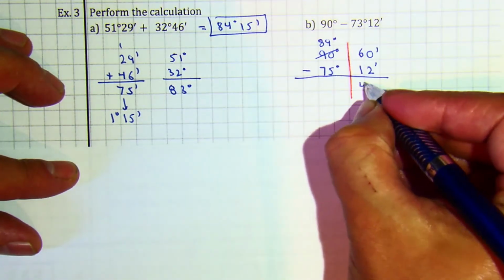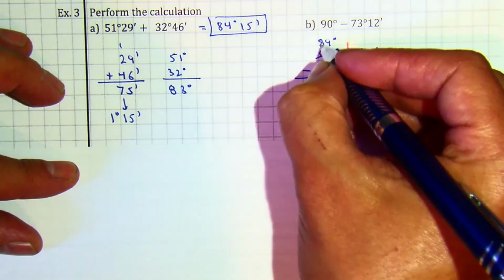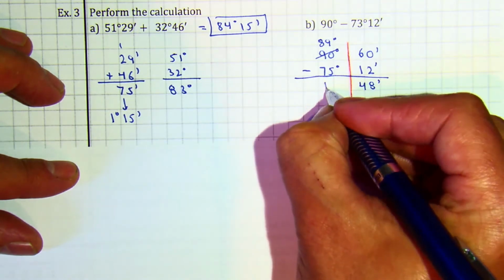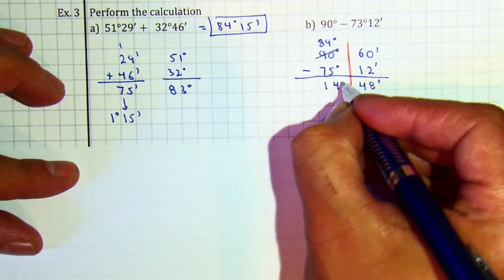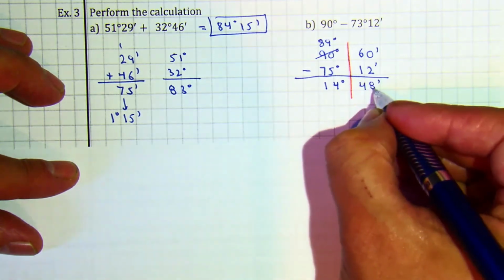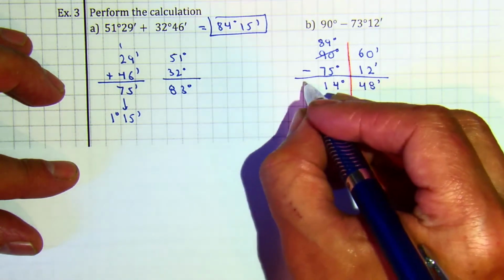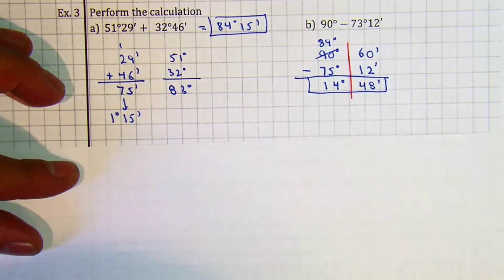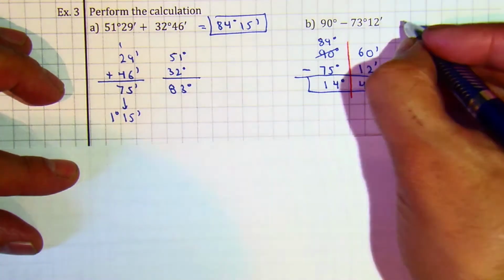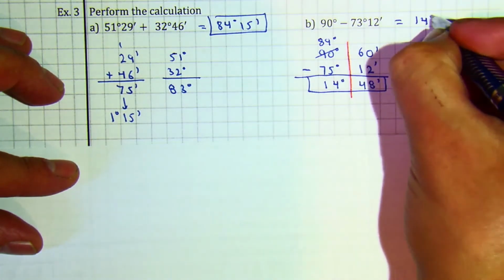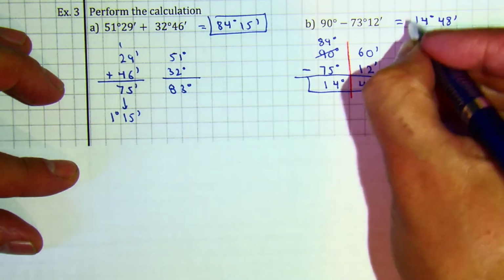And now I can subtract. So this will give me 48 minutes. And this will be 16 degrees. So this is equal to 16 degrees and 48 minutes.